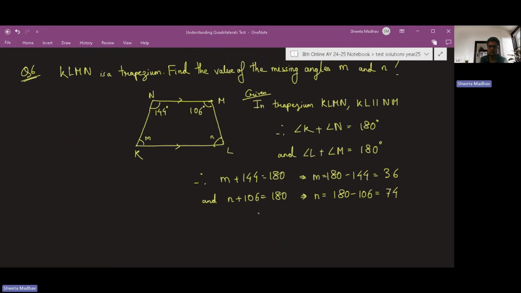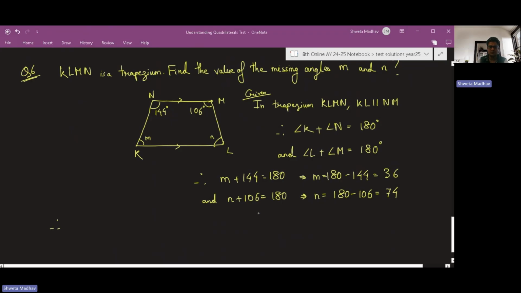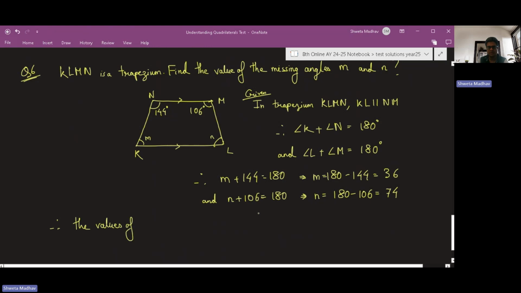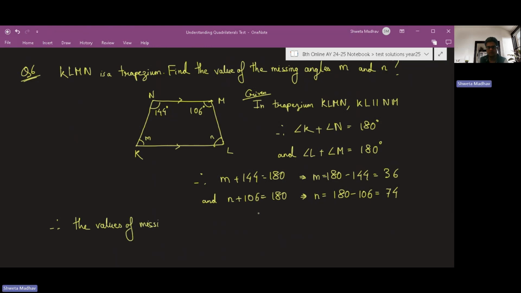So now N will be equal to 74 and M will be equal to 36. So therefore, the values of the missing angles M and N are 36 degrees and 74 degrees respectively. So this is the answer.